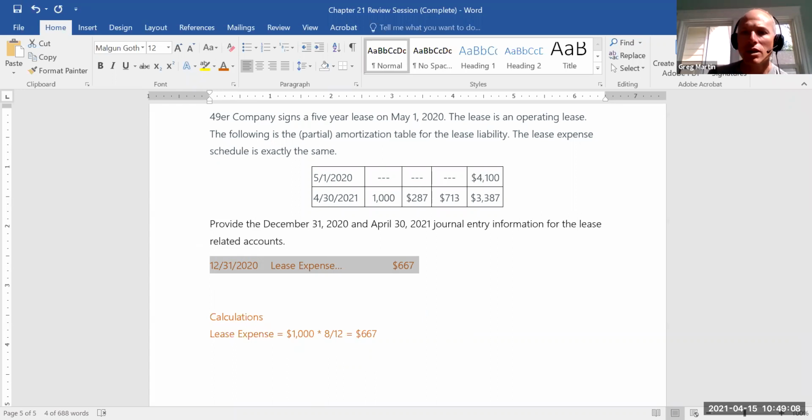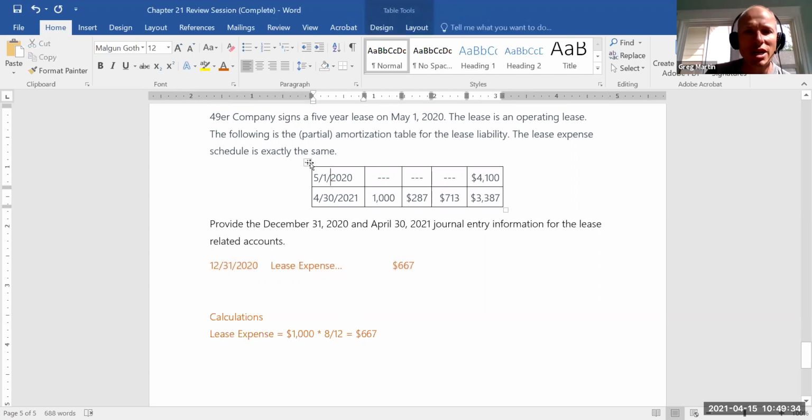Okay. Now is when it gets a little more complicated. So really focus in and pay attention, because most students really struggle with the next piece. What's really important is the lease liability is following an amortization process. It is, in a sense, independent of the lease expense. Now, in this case, it matches up, but they are two separate processes.